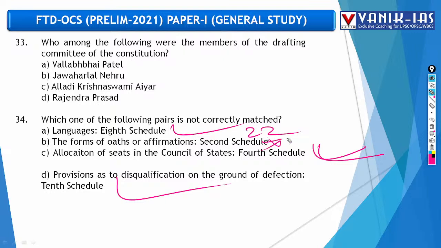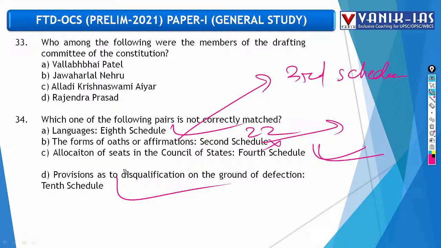Second schedule is related to allowances: allowances to the President of India, governors. This is the second schedule. And oath and affirmation, this is the third schedule. The second schedule consists of the allowances of the President, governor, speakers of Lok Sabha. And 8th schedule, that is the languages. Provisions regarding defection, the speaker has maximum power, that is the 10th schedule.